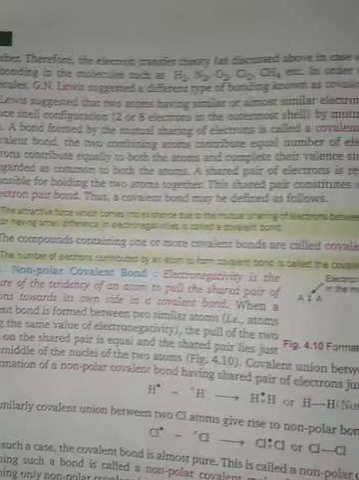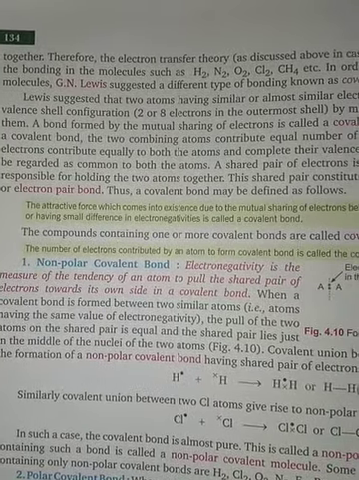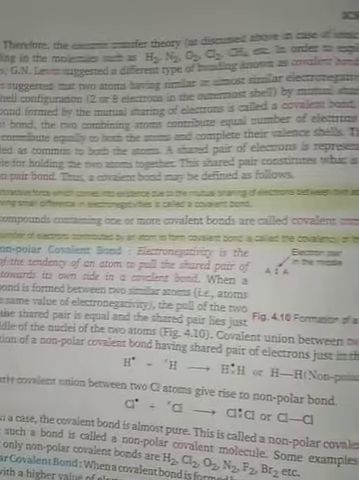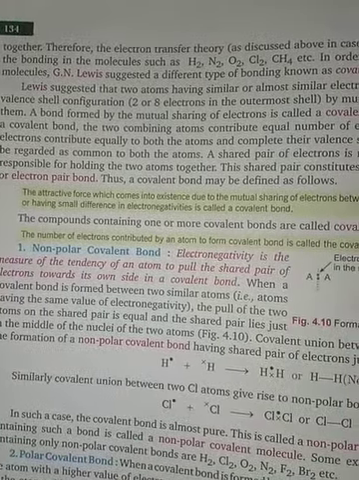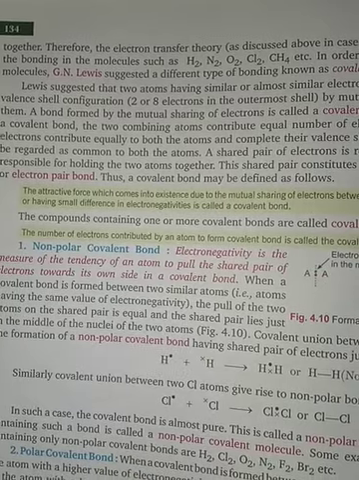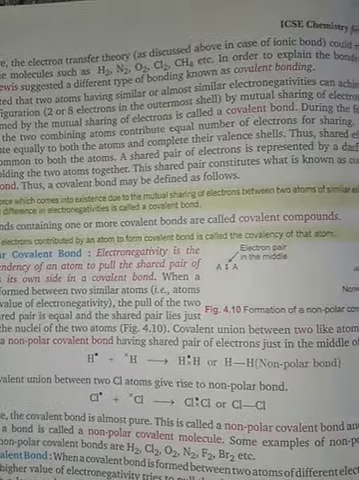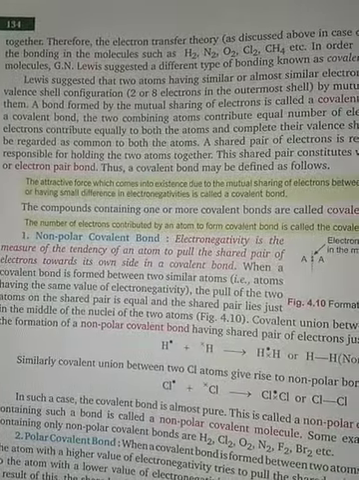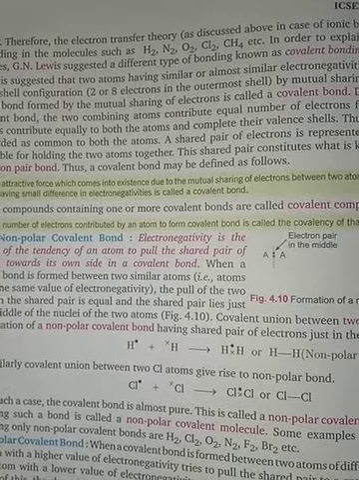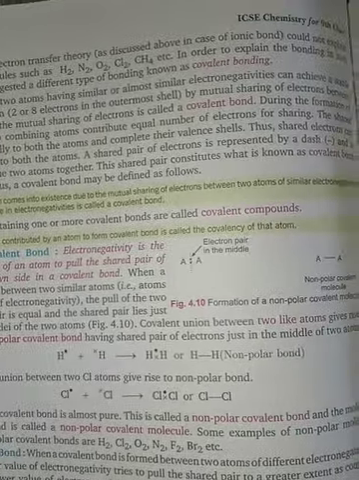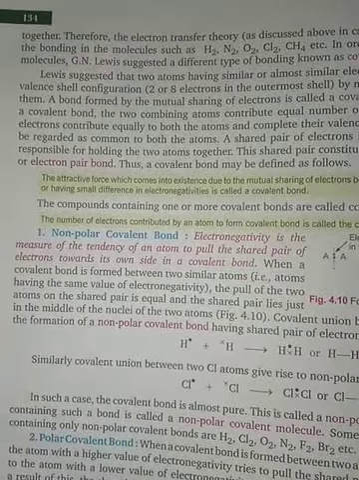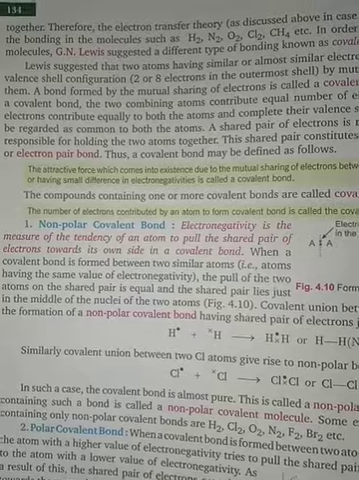During the formation of a covalent bond, the two combining atoms contribute an equal number of electrons for sharing. The shared electrons are regarded as common to both the atoms, and the shared pair of electrons is represented by a dash. It is responsible for holding the two atoms together. This shared pair constitutes what is known as a covalent bond. So it is very easy to understand this covalent bond or electron pair bond.